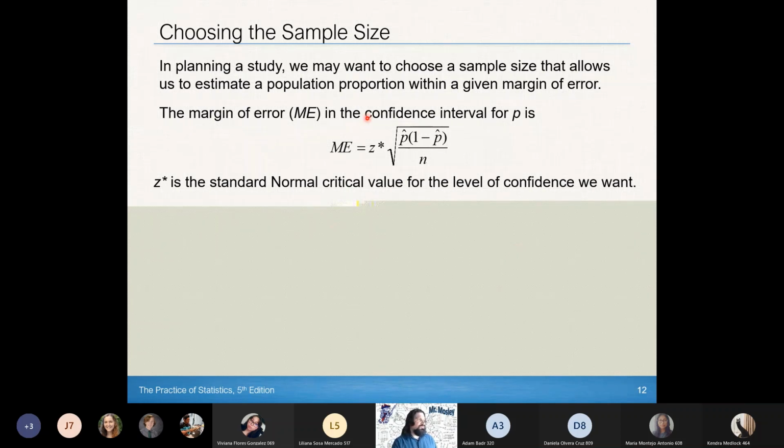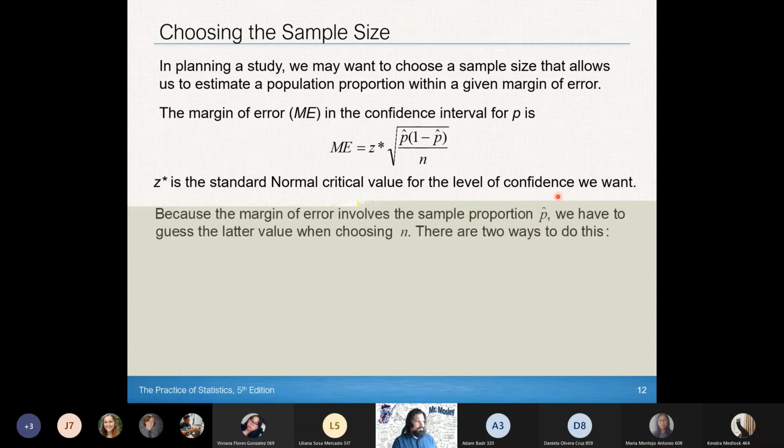The margin of error, ME, in the confidence interval for P is ME equals Z star times the square root of P hat times 1 minus P hat over N: critical value times standard error. So it's that value we're adding or subtracting to P hat that is the margin of error. Z star is the standard normal critical value for the level of confidence we want. Because the margin of error involves the sample proportion P hat, and we haven't run a sample yet, we have to guess the latter value when choosing N.